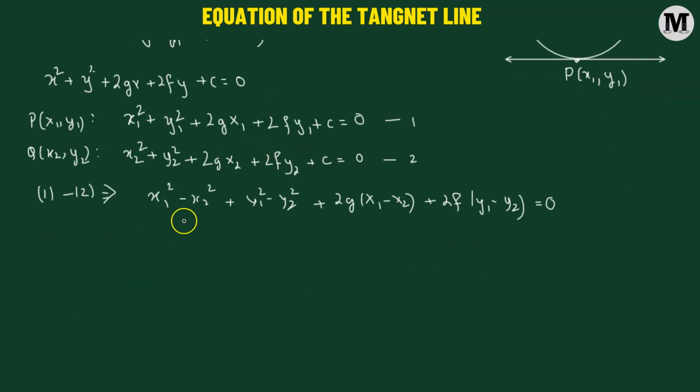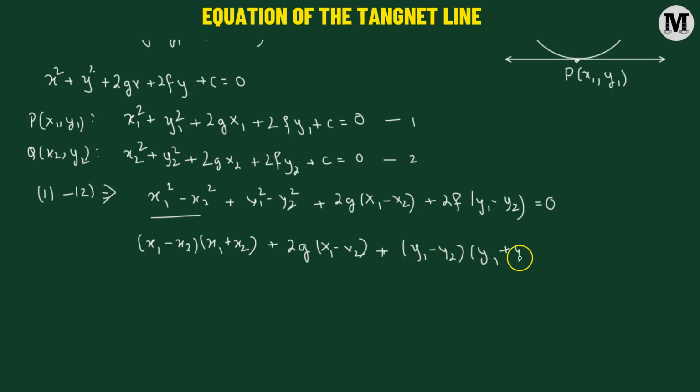So here we have the difference of two squares, x1 squared minus x2 squared. That's simply x1 minus x2 times x1 plus x2. And then we're going to take the next term as 2g times x1 minus x2. Similarly, we can factorize the difference of the two squares, y1 squared minus y2 squared. That's going to give us y1 minus y2 times y1 plus y2. And the next term will be 2 times f times y1 minus y2 equals 0.